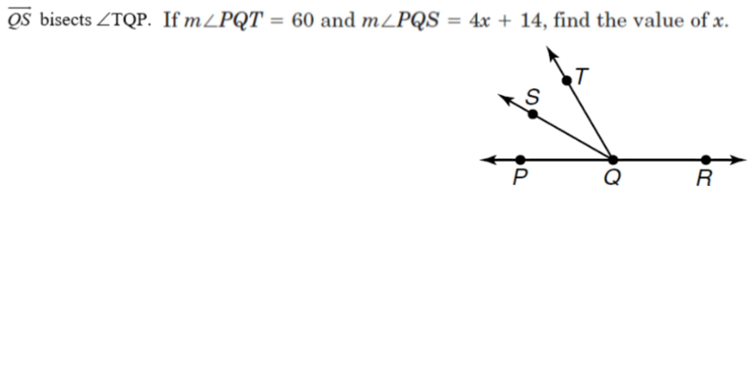All right, let's try this. We've got ray QS bisecting angle TQP. Well, what does it mean if things are bisecting? If things are bisecting, they should be divided into two equal pieces. So we should have this angle being the same as this angle. We also know that angle PQT is 60 degrees. So this entire angle here was 60.